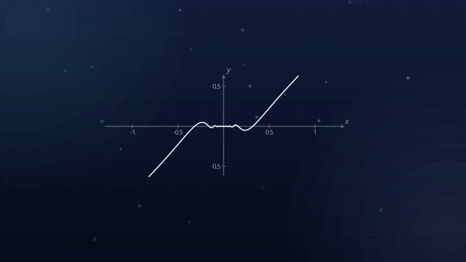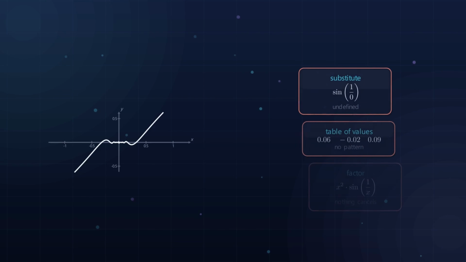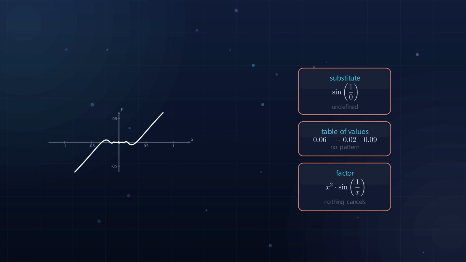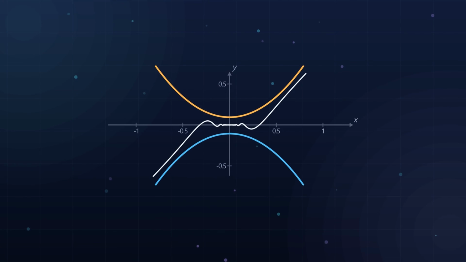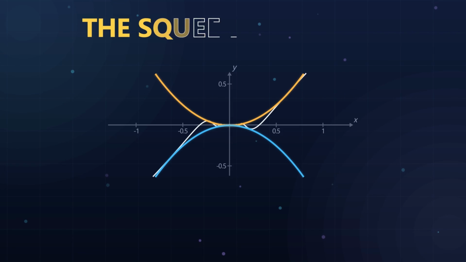So what does this function approach as x goes to 0? Substituting doesn't work. You'd be dividing by 0 inside the sine. A table of values doesn't work. The numbers jump around. Factoring doesn't work. There is nothing to cancel. But there is a method that answers this in one line. It doesn't study the function at all.